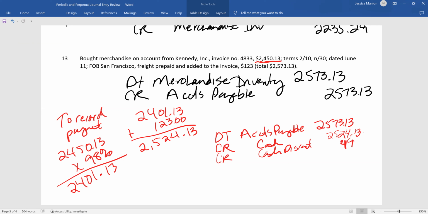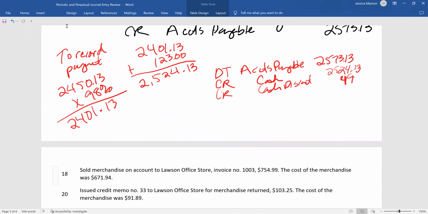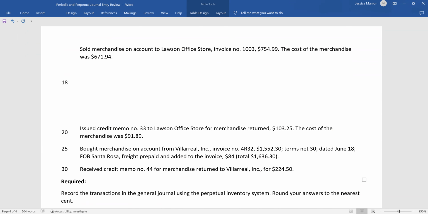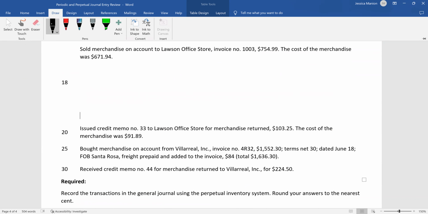All right, so again, just to show you an example of recording the payment, because we have to do that in our problem. Okay, this next one, sold merchandise on account to Lawson Office Store, invoice number 1003 for $754.99. The cost of the merchandise was $671.94. Again, one entry to record the sale, one entry to record the cost of goods sold.